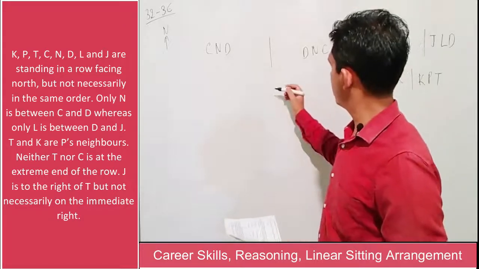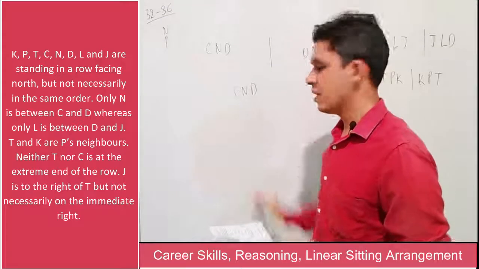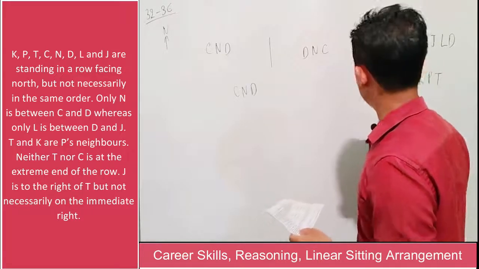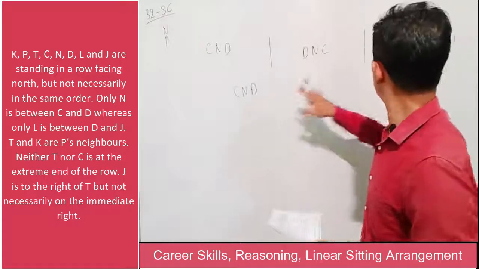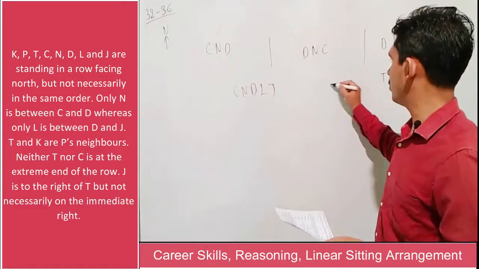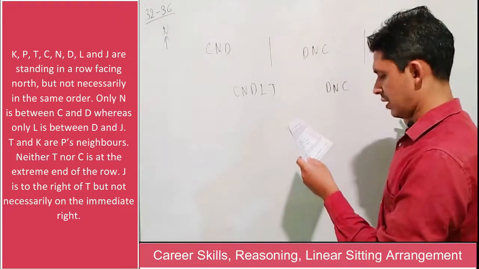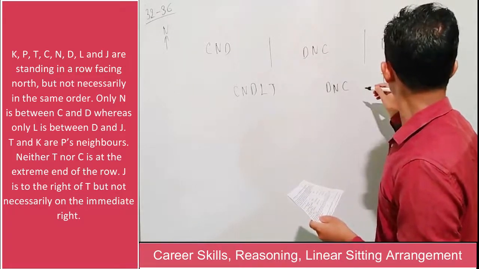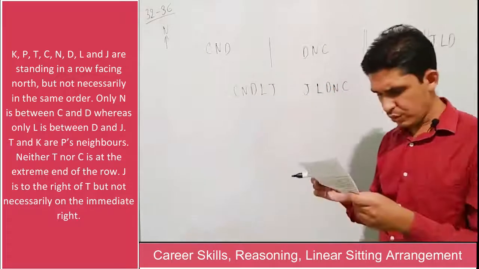So this can be like, if we add C and D, he is saying that C cannot be at the extreme end. So C, D, and L, J, there can be one. And if we go to this D and C, so this can be like T cannot be at the extreme end. So J, L, D, right? We have two of these, okay?